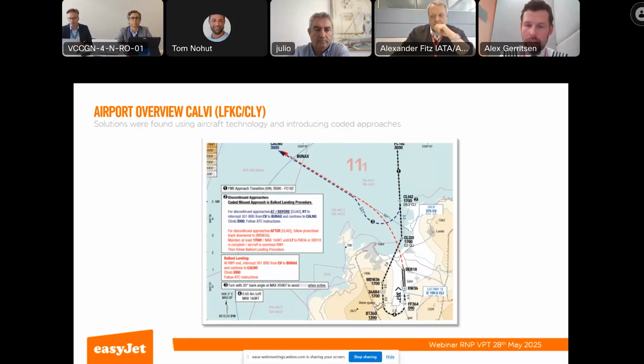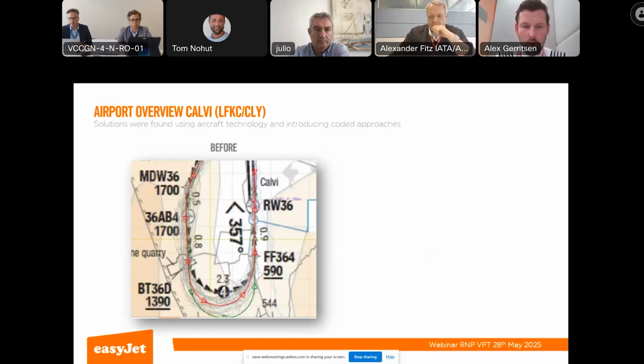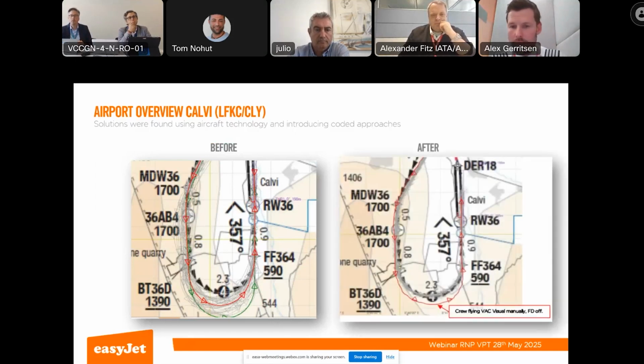So after implementing this, the performance went from, as you see on the left-hand side, this is what the visual approach performance was like. After implementing, what you see here is the after approach, and we can see all the approaches flying beautifully along the coded trajectory. We've added one of the red lines there. That is a visual approach, just to illustrate the difference between the two types of approaches.